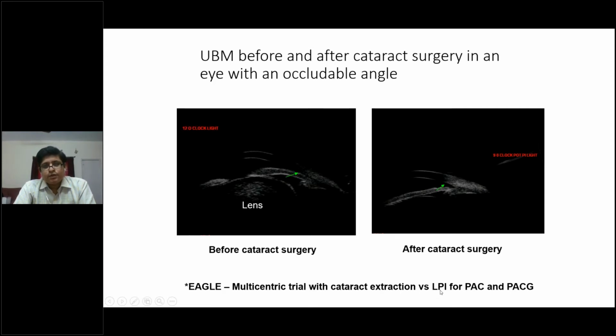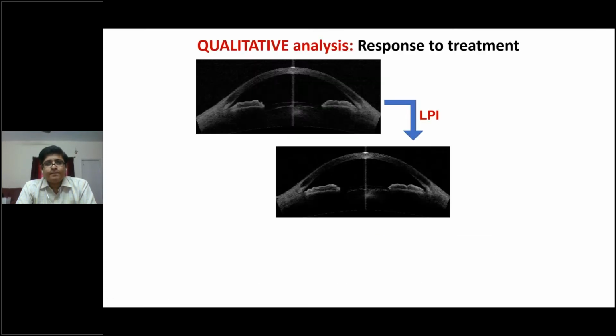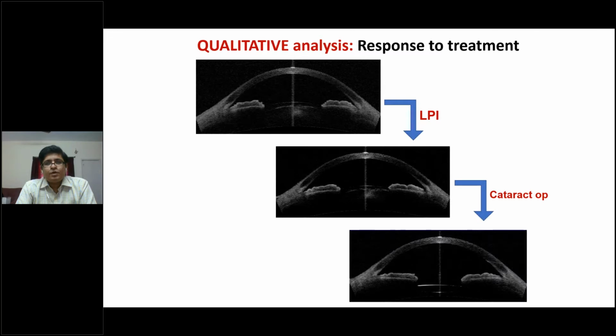Of course, it has its controversies, that is for another seminar, but the implication of cataract surgery or lens extraction in angle closure is something which we cannot deny. And once we do the LPI, we open up the angle, but with cataract operation, it opens up much more.